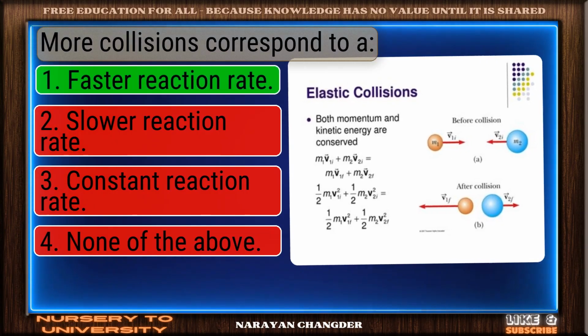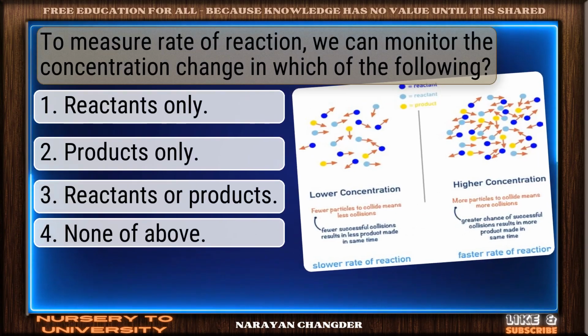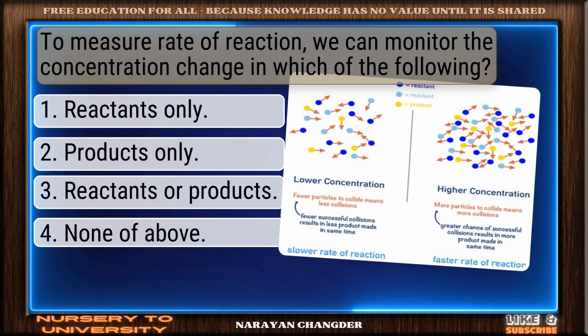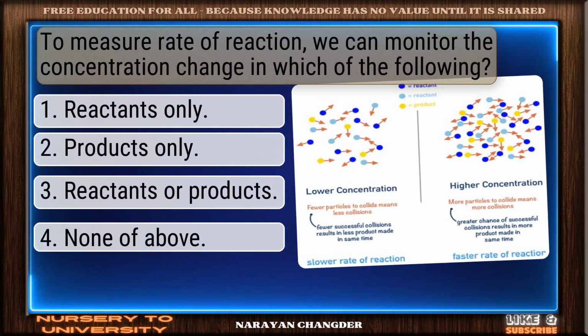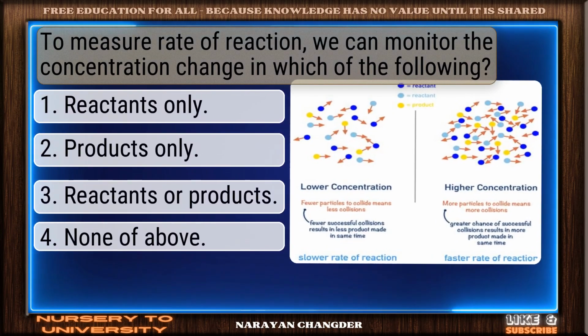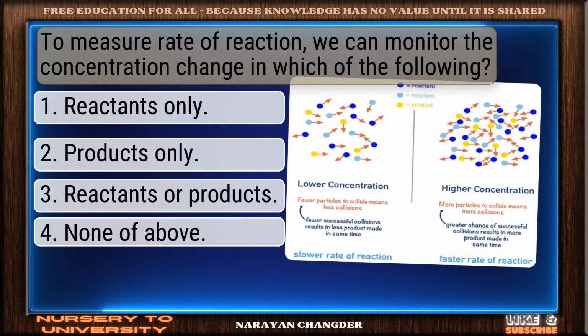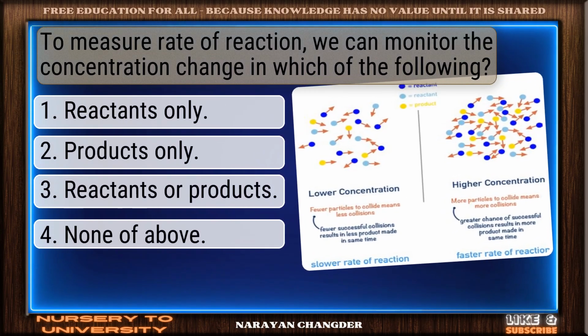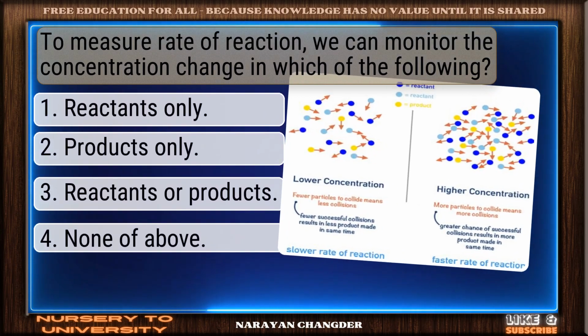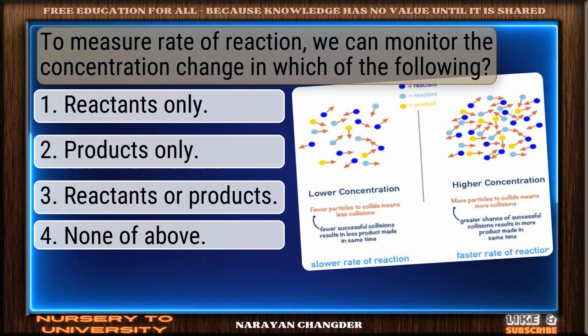Right choice, faster reaction rate. To measure rate of reaction, we can monitor the concentration change in which of the following? Option 1, reactants only. Option 2, products only. Option 3, reactants or products. Option 4, none of the above.